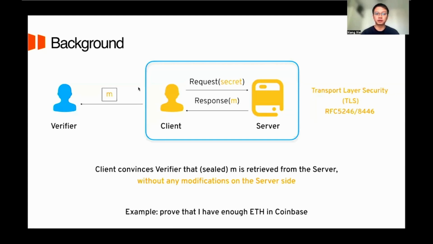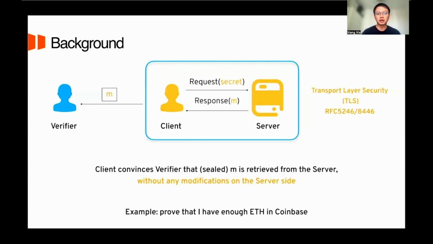First of all, the background. What is TLS oracle? What is ZK TLS? In this case, the client has access to a server and can get a response from the server end. The motivation is the client wants to prove to a third party that this kind of encrypted data is actually from the intended server.